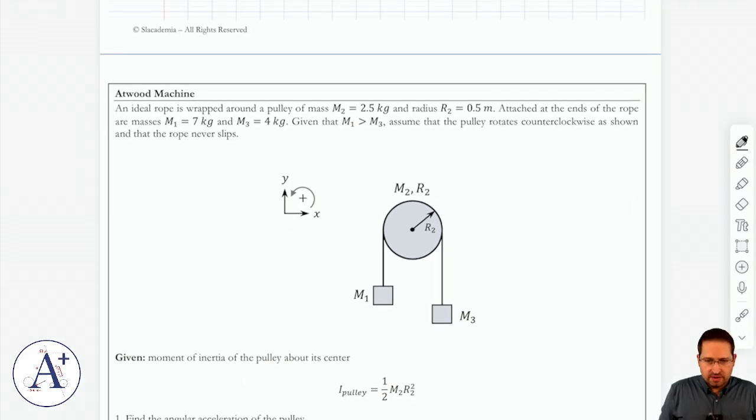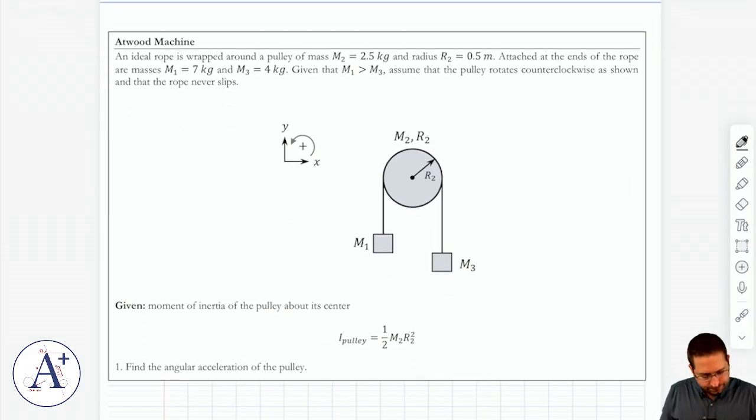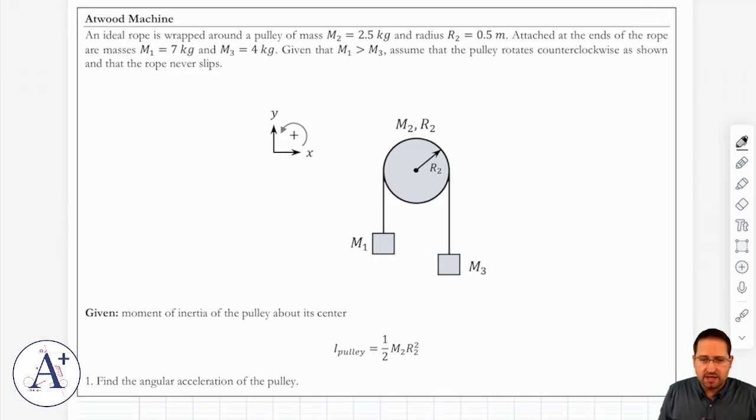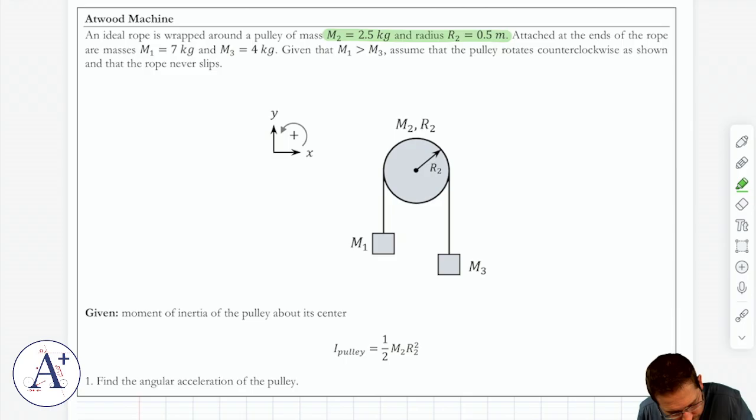Here, let's revisit an old problem, and we're going to find the angular acceleration of the pulley this time. Given that, yes, we have an ideal rope with 2 masses wrapped around this pulley, but the pulley is no longer ideal. I know that because I'm told that the pulley has a mass m2 and a radius r2.